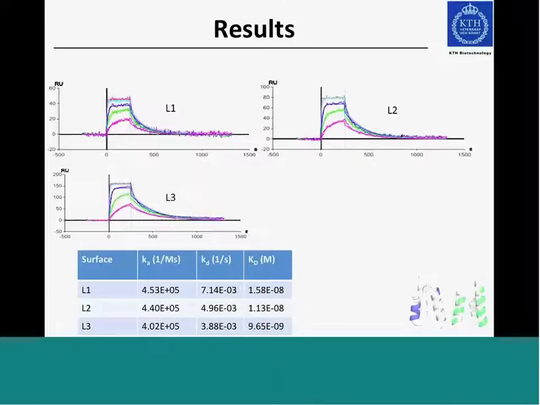The variable immobilization level can also be used for optimization in this case, where you can actually find a good immobilization level for further analysis. So that's actually something we use for optimization. But in this case, we've got quite reliable data.